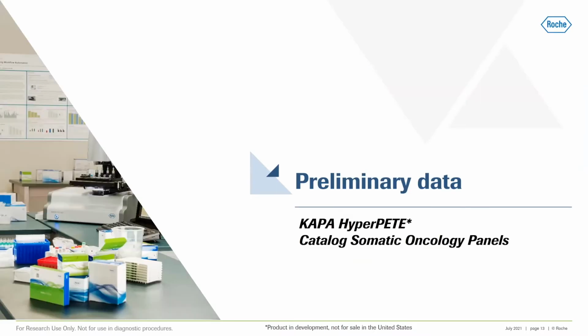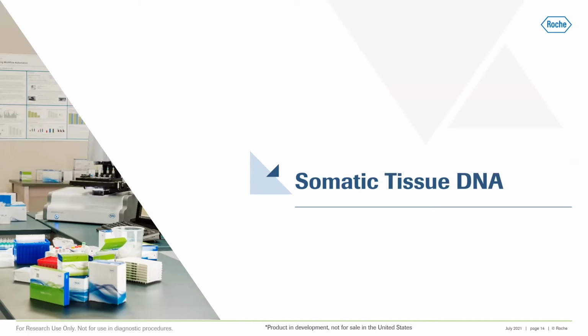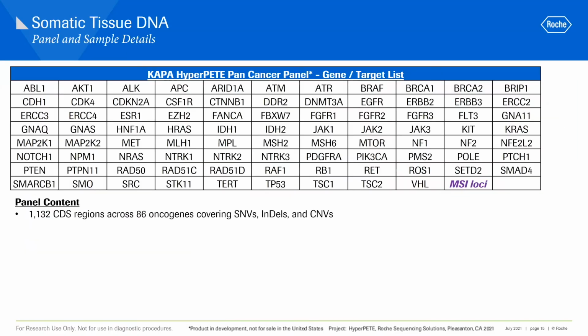I'm going to show some preliminary data, and this is for our catalog somatic oncology panels. I'm going to start with the somatic tissue DNA application. What I'm showing here is our Kappa HyperPETE pan-cancer panel. This is our gene or our target list. Feel free to look through this entire list. Maybe you'll see some of your favorite genes in here.